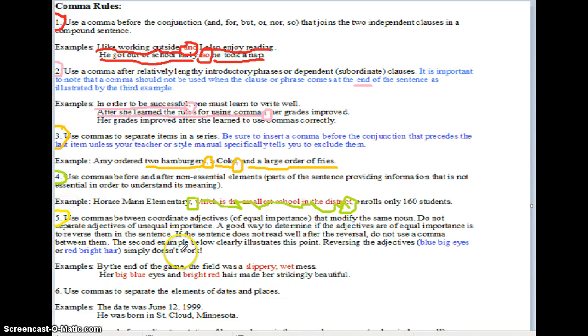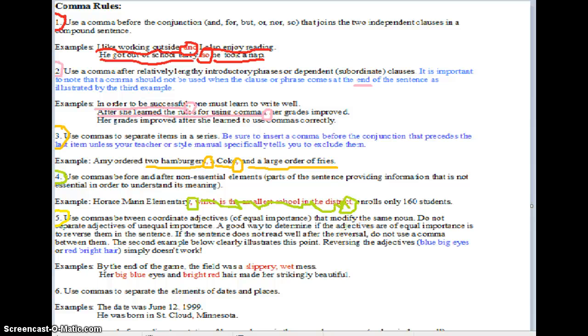Comma rule number 5 tells you to use commas between coordinate adjectives of equal importance that modify the same noun. You do not separate adjectives of unequal importance. An easy way to determine whether your adjectives are of equal importance or not is to reverse them in the sentence. If the sentence does not reverse well, you do not use commas.